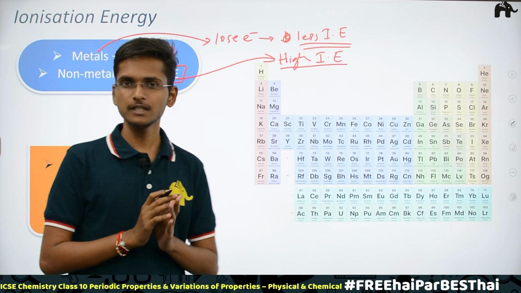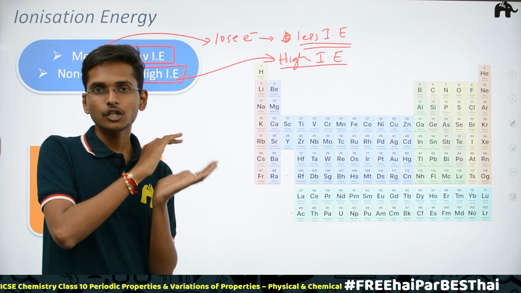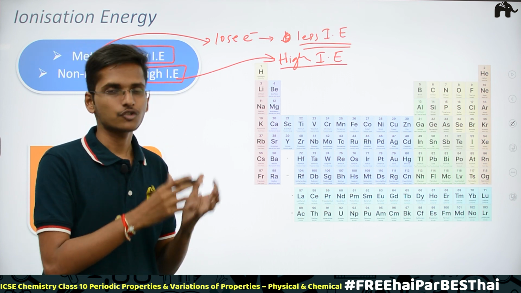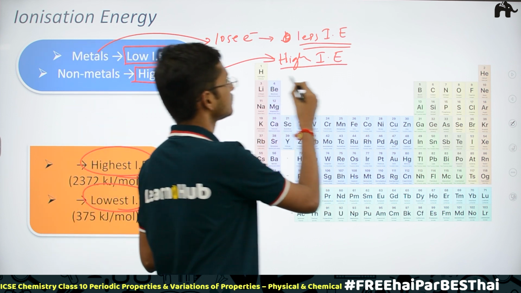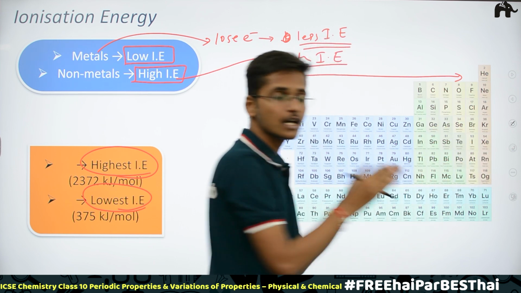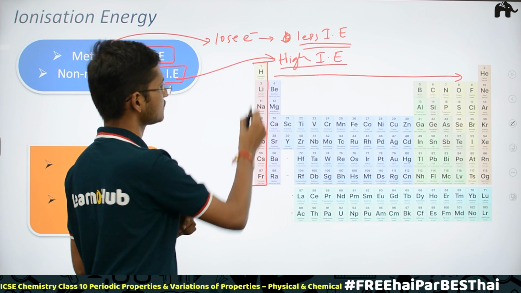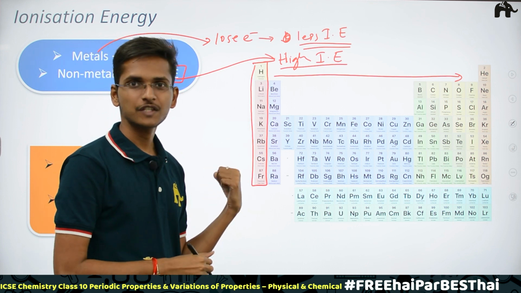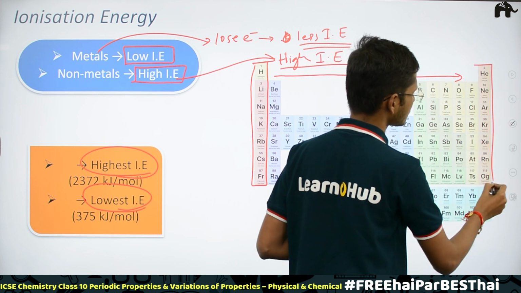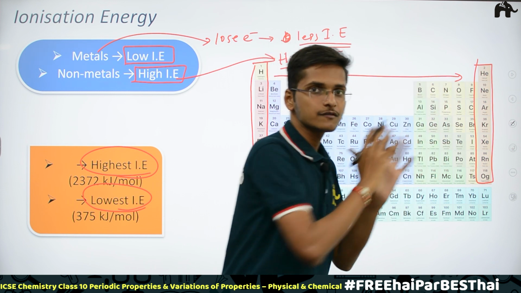Now how is it possible? When we move across the period, what happens to the ionization energy? It starts to increase, and we also learned group 18 has the highest ionization energies and group 1 has the lowest ionization energies. So that's the hint for the next answer. Let's focus on this one first. Group 18 has the highest ionization energies, so this means our answer is from group 18.